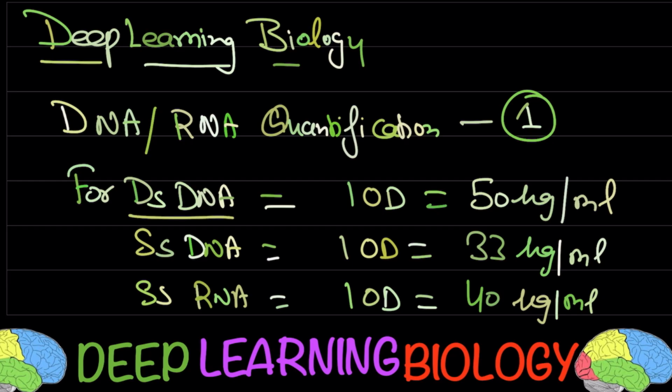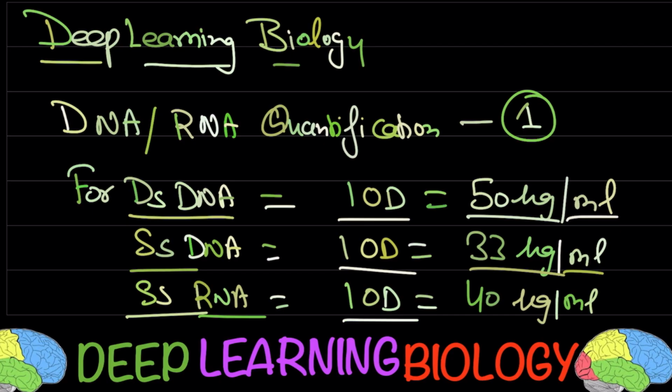If it is double stranded DNA, keep in mind 1 absorbance, 1 OD, is equal to 50 microgram per ml. For single stranded DNA, 1 OD is going to represent 33 microgram per ml DNA concentration. For single stranded RNA, 1 OD is equal to 40 microgram per ml.